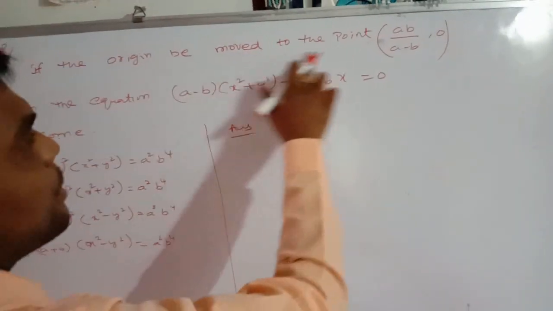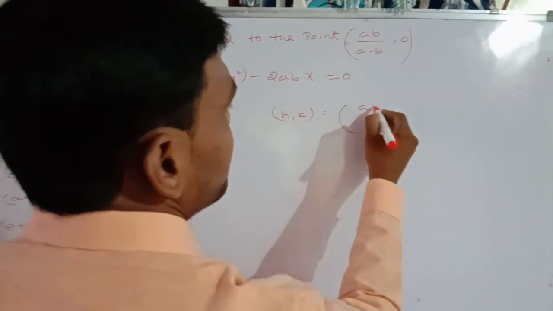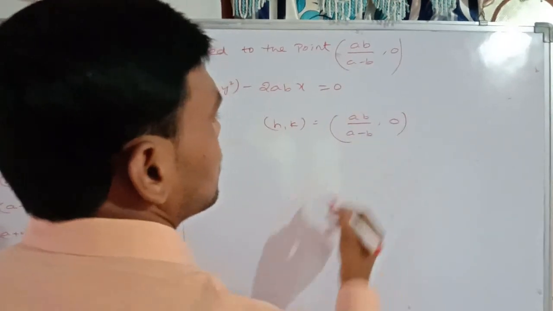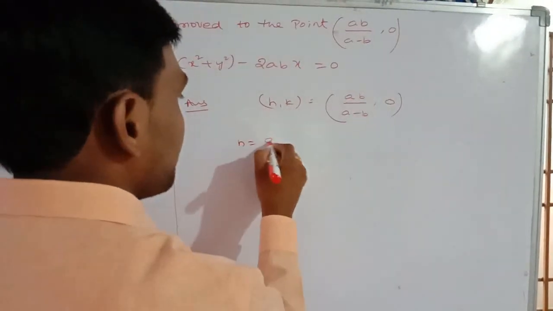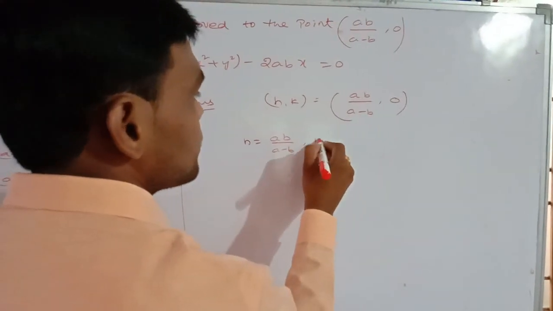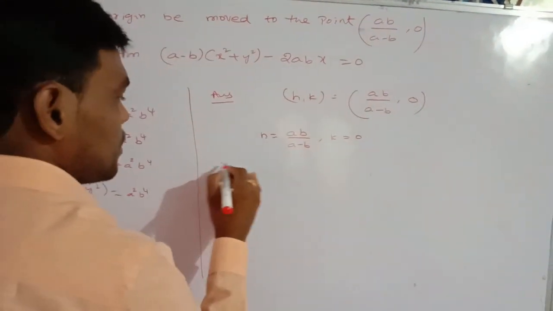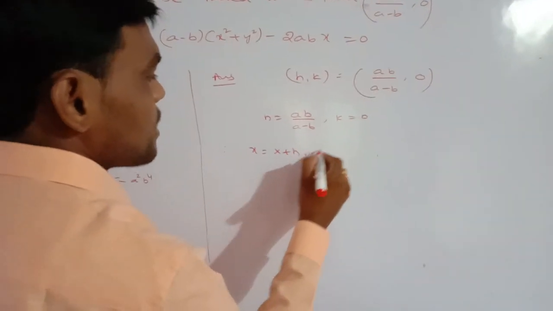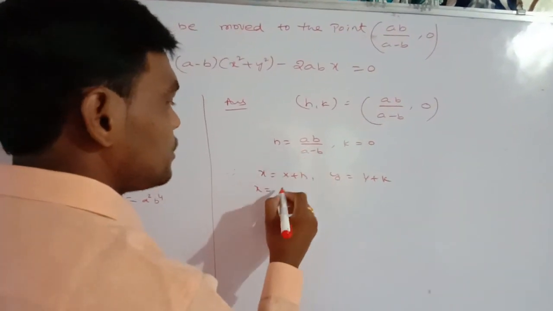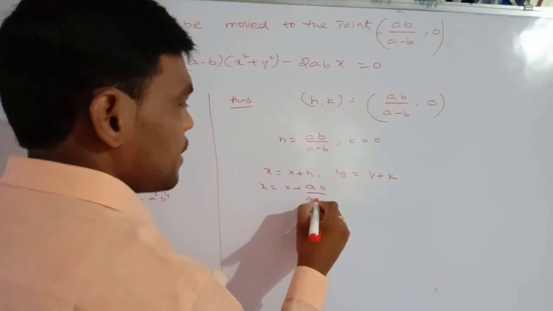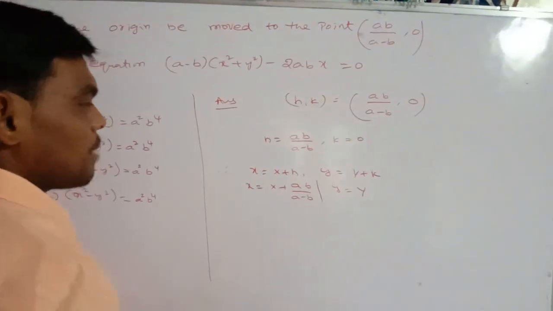Now first the origin is shifted to the point h comma k is equal to ab by a minus b comma 0. This is h is equal to ab by a minus b, and this is k is equal to 0. Now the equations become small x is equal to capital X plus h, and small y is equal to capital Y plus k. So small x is equal to capital X plus ab by a minus b, and y is equal to capital Y plus 0. That means small y is equal to capital Y.